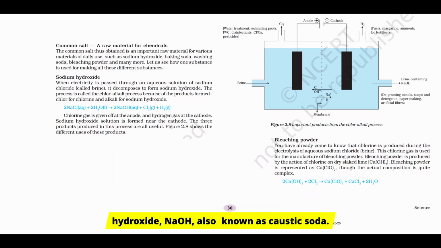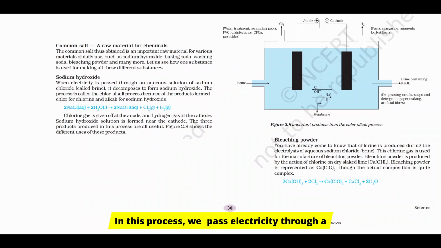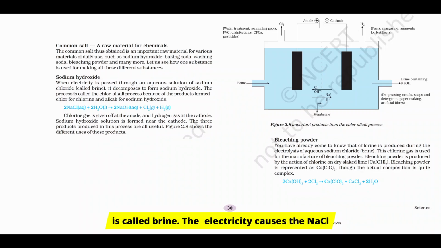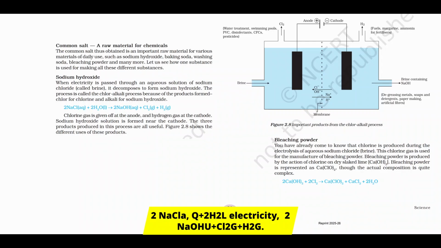First up, sodium hydroxide, NaOH, also known as caustic soda. It's made by the chloralkali process. Chloralkali. Yeah, sounds like chlorine and alkali. Exactly. The name tells you the main products. In this process, we pass electricity through a concentrated aqueous solution of NaCl. This solution is called brine. The electricity causes the NaCl in water to decompose. The overall reaction is 2 NaCl(aq) + 2 H2O → (electricity) 2 NaOH(aq) + Cl2(g) + H2(g).